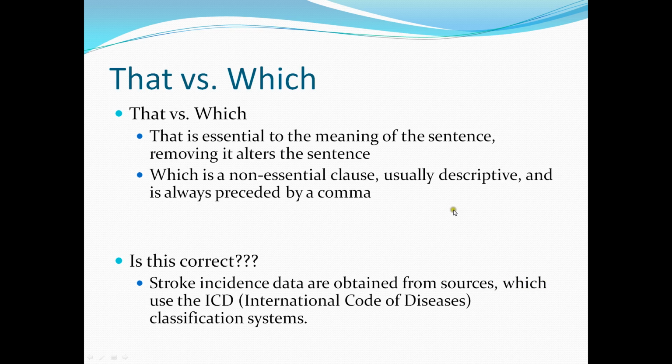So my initial guess is, stroke incidence data are obtained from sources. Well, where do these sources come from? They come from the use of the ICD, International Classification of Diseases system. That is important, and removing this will change the entire meaning of the sentence. So I'm going to go ahead and take a guess here and say that this is wrong and I should be using the word that instead of which.